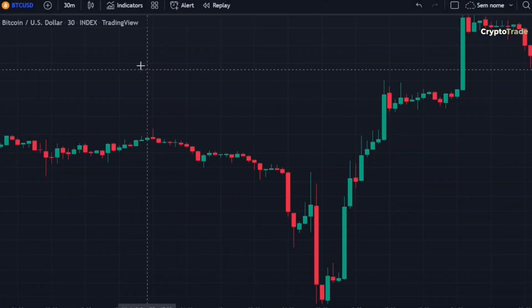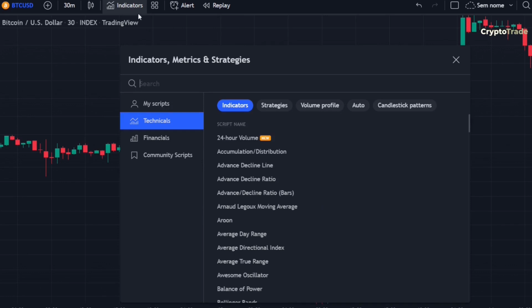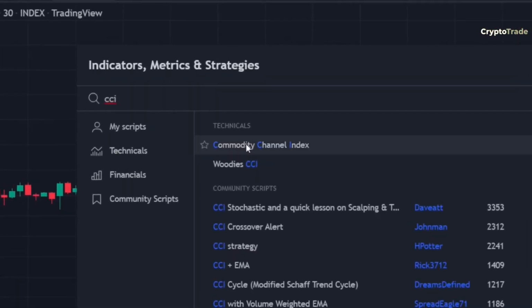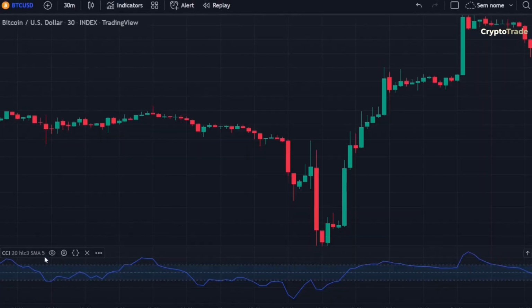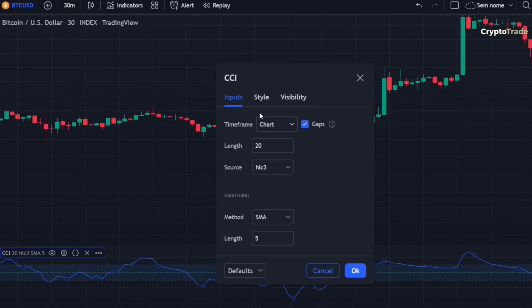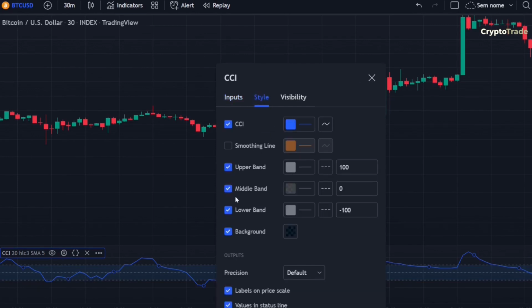To add the first indicator to the chart, open the indicator search bar in Tradingview and type CCI. Select the indicator as shown in the video. Click on Settings and in Inputs tab, unselect Middle Band checkbox. Set the upper band and the lower band to 0.